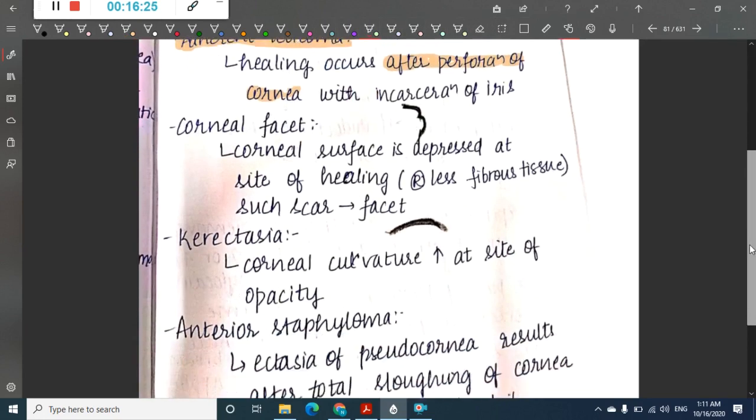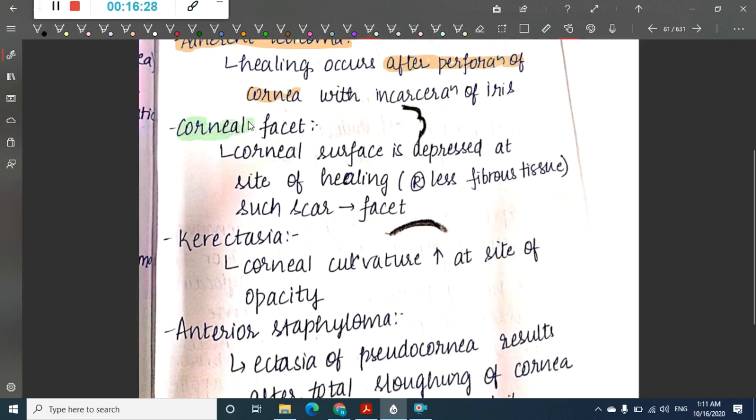Okay, then we have corneal facet. In corneal facet, the corneal surface is depressed at the site of healing. Such a scar is called a facet. Think that this is the corneal surface. If this is the area where there is injury, there is depression of the corneal surface, and this is called a facet. Okay, that is corneal facet.